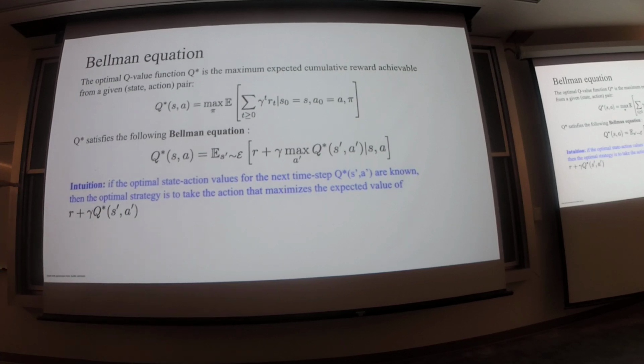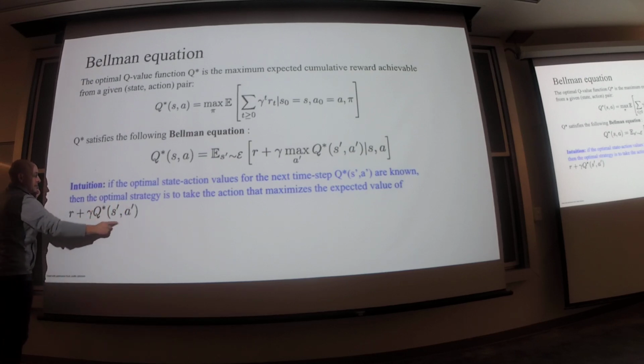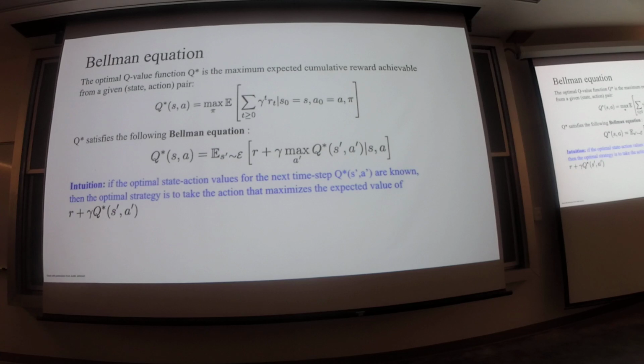Again, reading this, hopefully this won't feel confusing now. If the optimal state action values for the next time step, Q star, are known, then the optimal strategy is to take the action that maximizes the expected value of this. So again, this is in some sense encapsulating all the future value in Q. Okay, we're not proving that, we're just stating it.